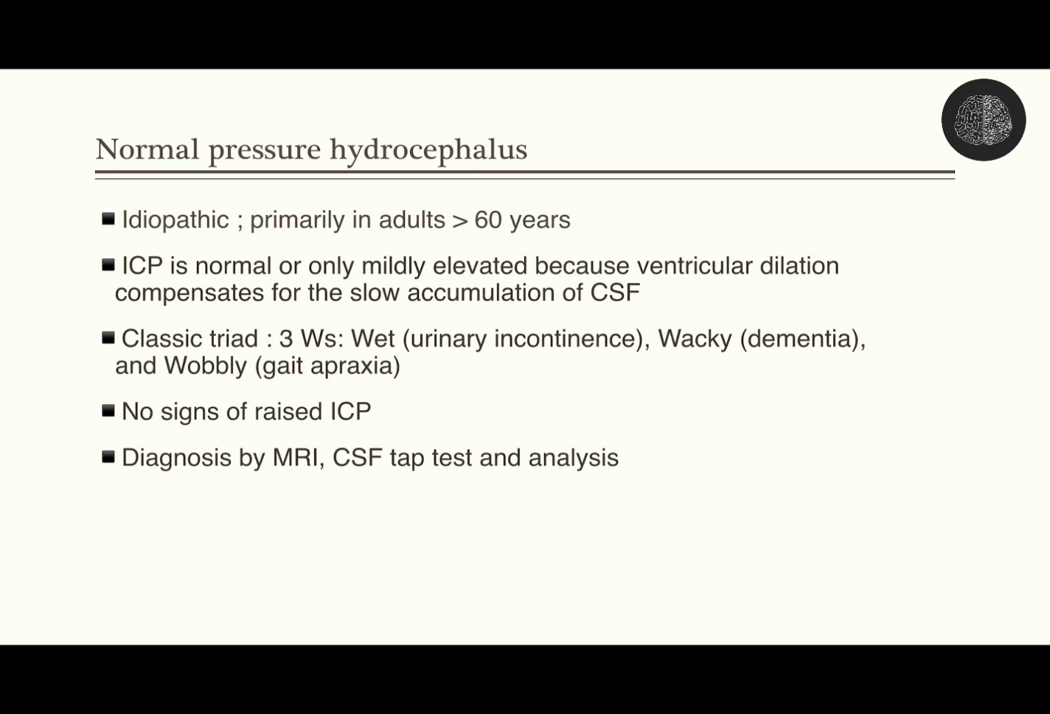Clinically, you can see a classic triad of 3 Ws. Wet meaning urinary incontinence, wacky meaning dementia, and wobbly meaning gait apraxia. The gait looks something like broad-based gait with short shuffling steps. It's also called the magnetic gait. And the patients have increased urgency and frequency of urination. There are no signs of raised ICP, and diagnosis can be made by imaging methods like MRI, or you can do a CSF tap test and analysis of the CSF.